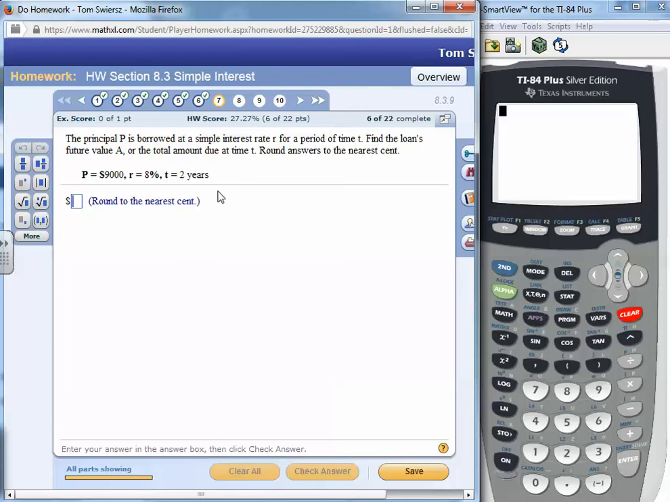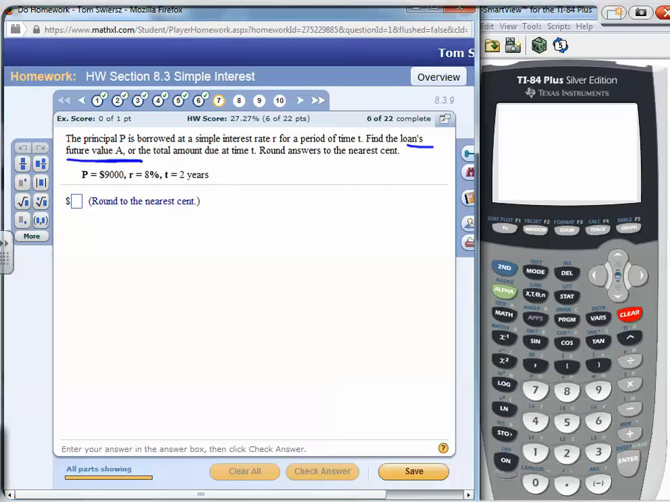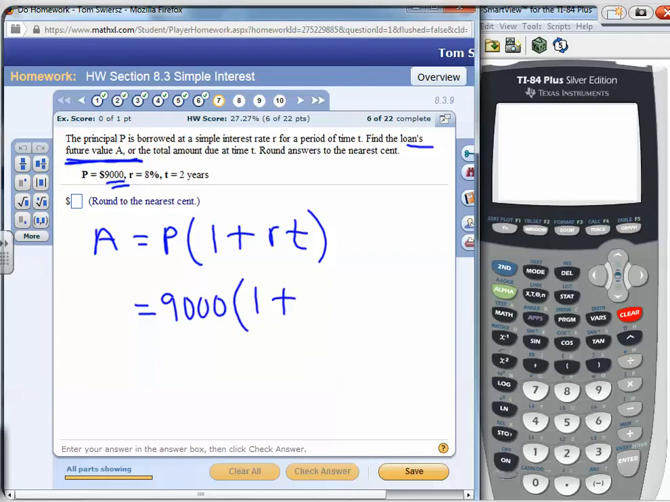Okay, now notice in this case we're given principal, rate, and time, but we need to find the loan's future value, not the interest. So if you remember from the first few problems we did, the future value is equal to P times 1 plus RT. P is the original investment, or how much you're borrowing or investing, and in this case 9,000. 1 will always be 1. The rate is a decimal, 0.08, and then again times 2, because the number of years is 2.